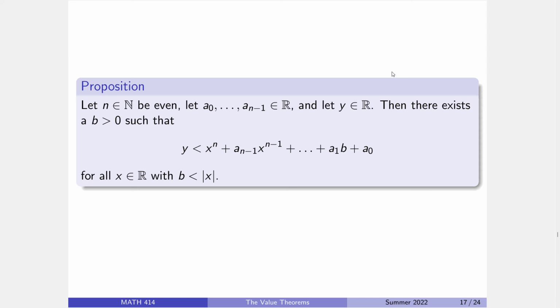Then there is a positive b, so that for every x bigger than b in absolute value, the output of my polynomial exceeds y. So, in other words, this is saying that if we have an even polynomial, there is some point where the output of the polynomial is always bigger than y. And it's symmetric, right? So for all x strictly bigger than b, and all x strictly less than negative b. And if you think about what x squared looks like, x to the fourth, x to the sixth, you can pretty easily convince yourself this is true. But let's do the proof.